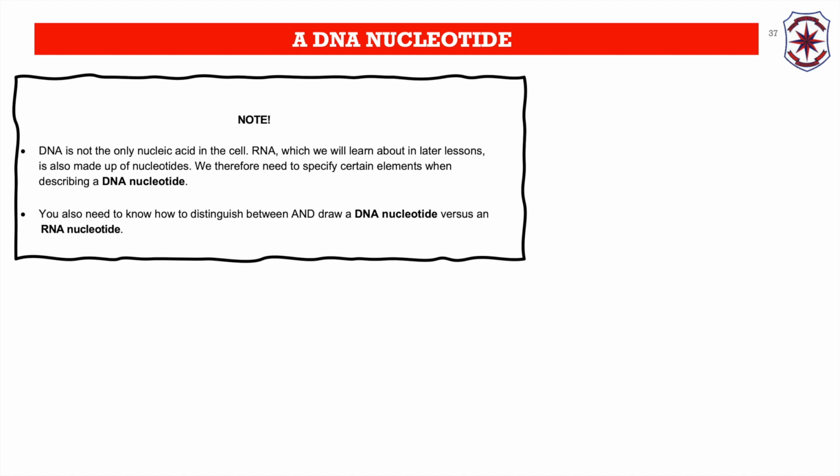Now, DNA is not the only nucleic acid in the cell. We have another nucleic acid, which is RNA. So RNA, which we will later learn about in later lessons, is also a nucleic acid. Therefore, it means that there is a specific nucleotide that makes RNA, and there's a specific type of nucleotide that makes DNA. Now, when you're asked to describe or to draw a DNA nucleotide, specifically, what must it contain?